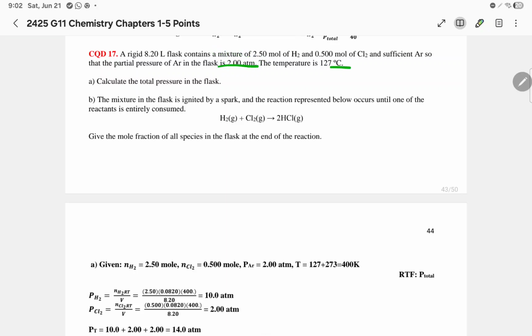Calculate the total pressure. Now, to find the total pressure, we need to use PV equals nRT to find the pressure of each of H2 and Cl2. And that's exactly what they did here. They substituted the information given, used the moles given, and got the pressure of each one. Now total pressure is going to equal these two added together, plus the 2 atmospheres of argon, because the total pressure is all the partial pressures added.